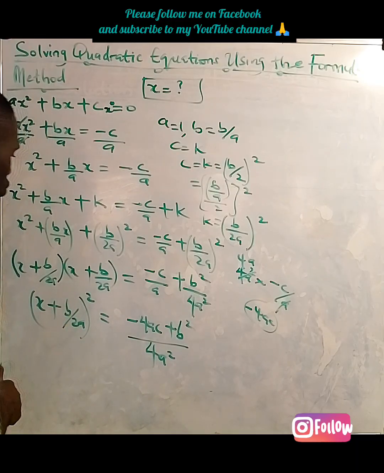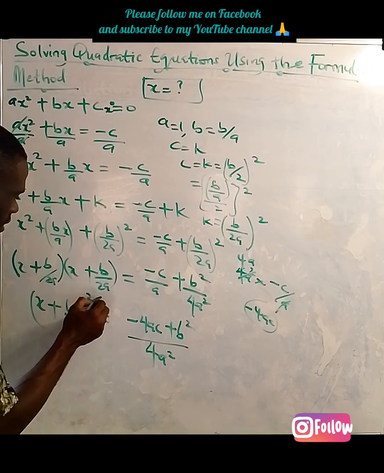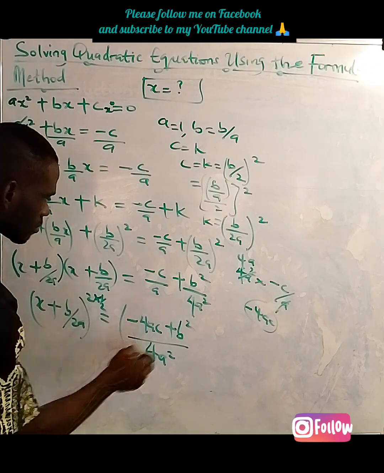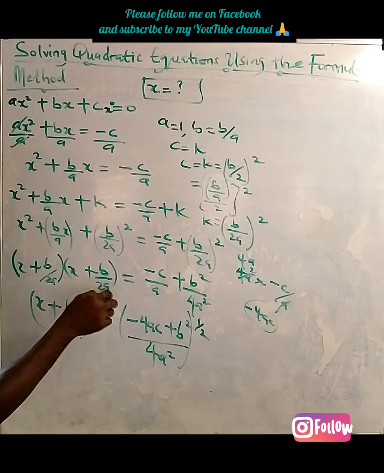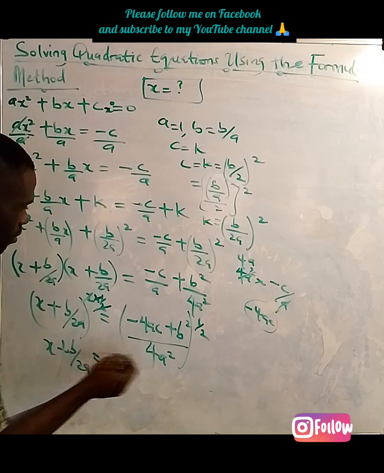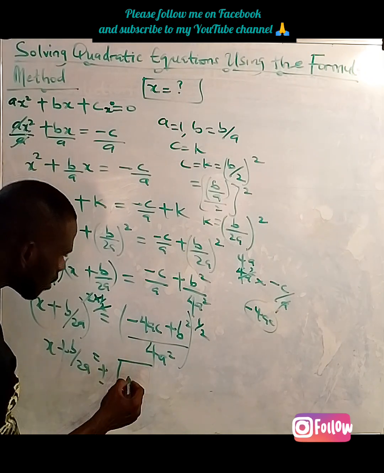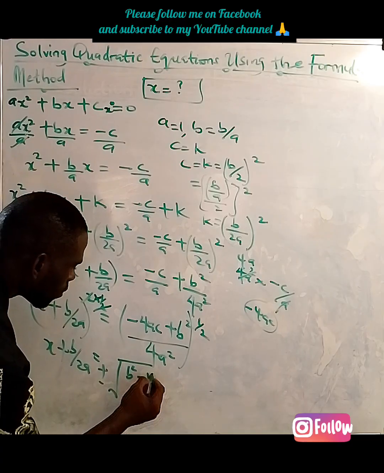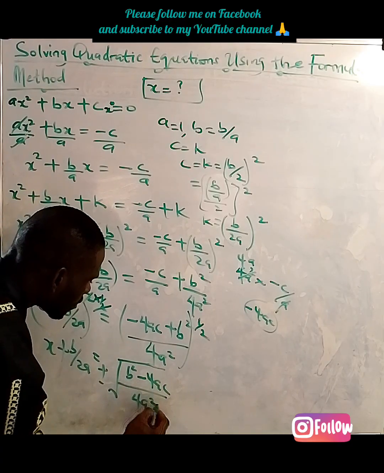So what do we do next? It's very, very simple what we're going to do next. The next thing we're going to do is simply take off this very power here. How do we do that? We take the square root, times 1 over 2 here and times 1 over 2 here. So 2 takes out 2 here. The power is gone. So you have x plus b over 2a equals, the 2 here is the square root, plus or minus, of b squared minus 4ac over 4a squared.